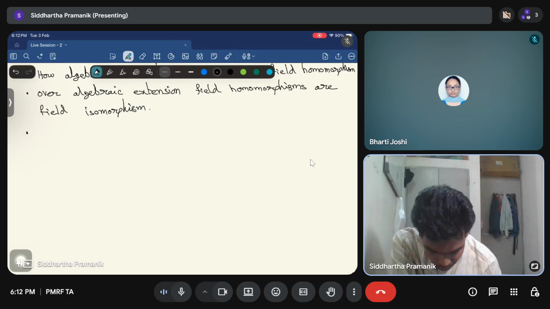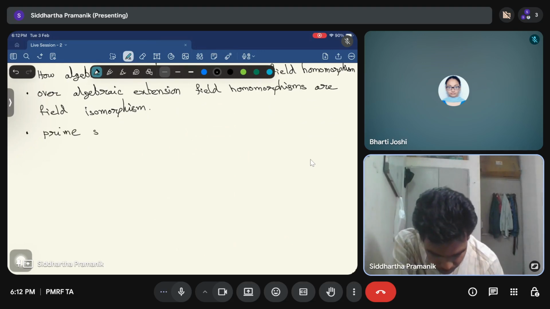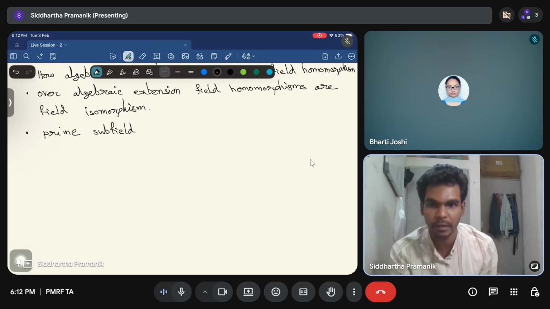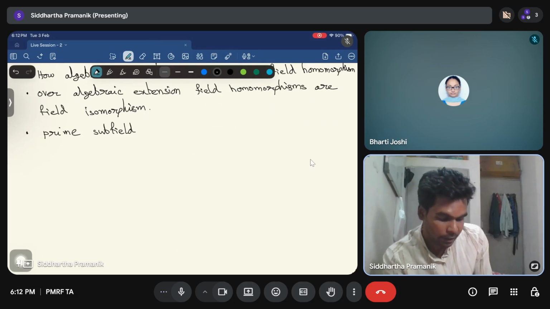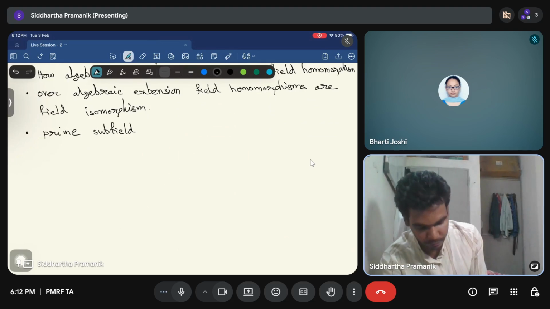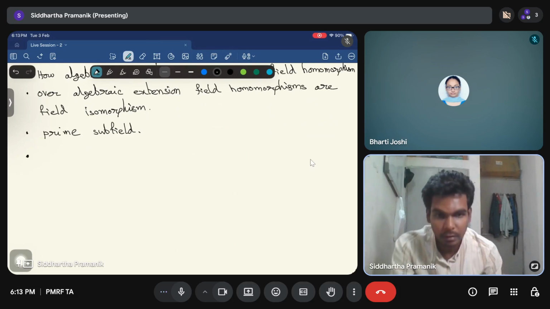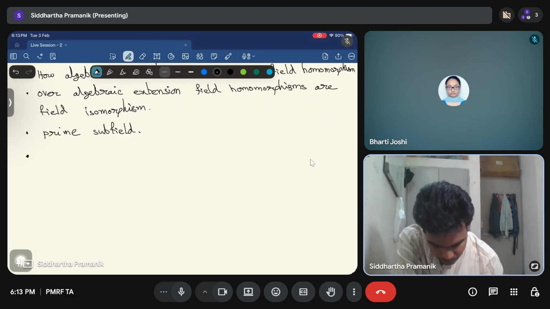Next, we have defined prime subfields. This is basically the smallest field contained in a field. It depends on the characteristic. If the characteristic is 0, then it has to be the field of rational numbers. And if the characteristic is p, a prime number, then it has to be Z mod pZ. Then we have seen that field homomorphisms always fix the prime subfield.